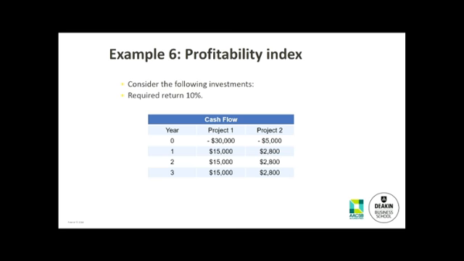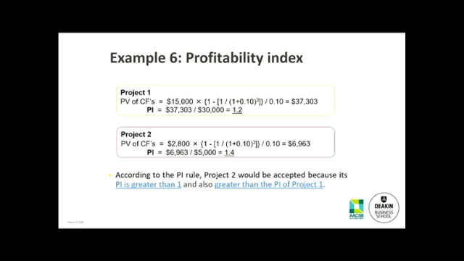Let's work out the present value of each of the future cash flows for the project with the annuity equation. For the first project, its future cash flows in present value are 37,303. For the second project, they are 6,963. You then work out the profitability index by using the present value of all cash flows divided by the initial investment. Question, listen carefully. Which one gives you a higher profitability index? Second project, right?